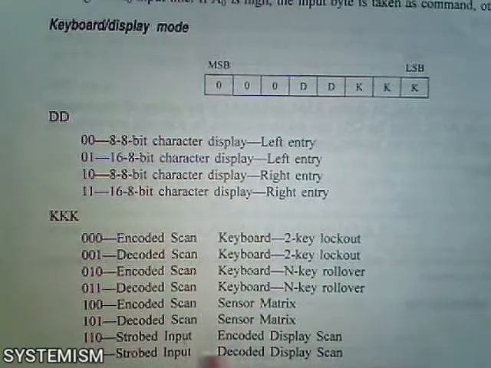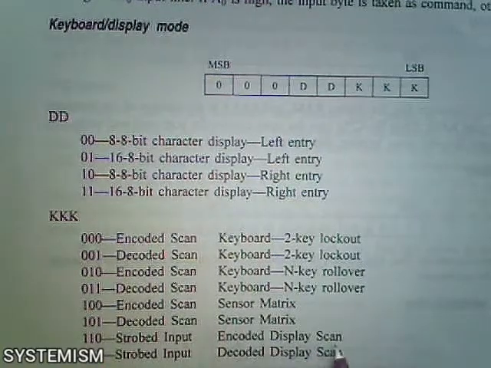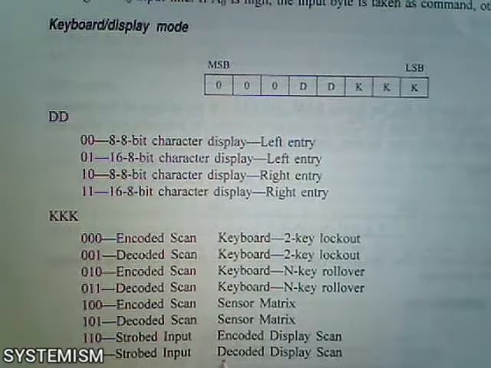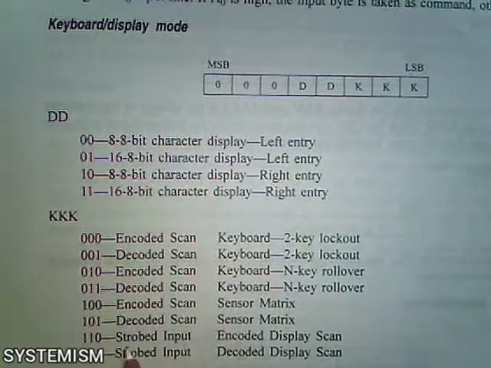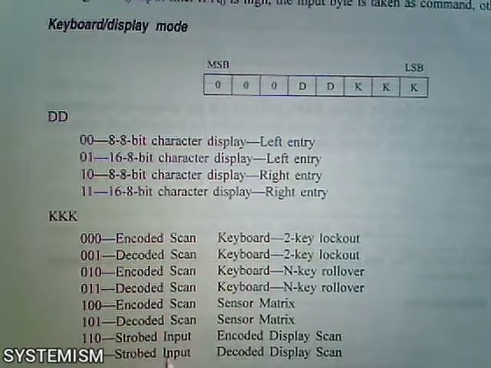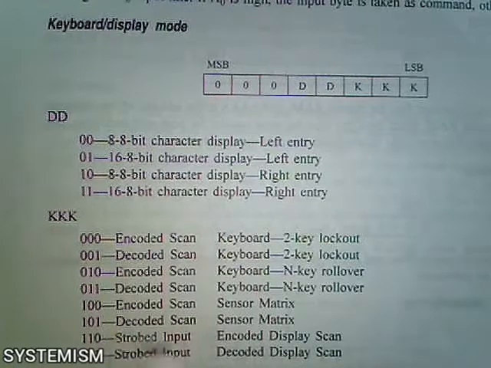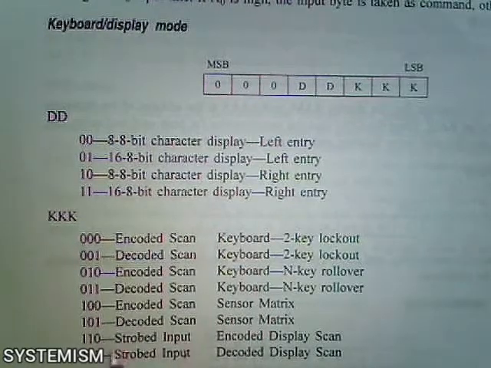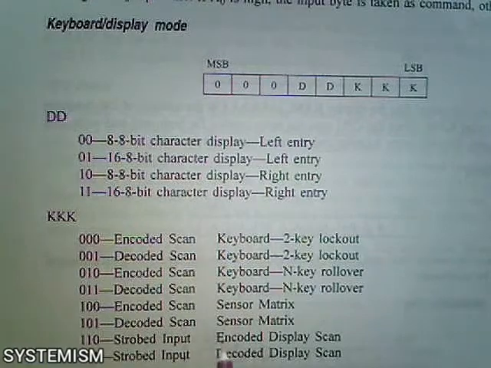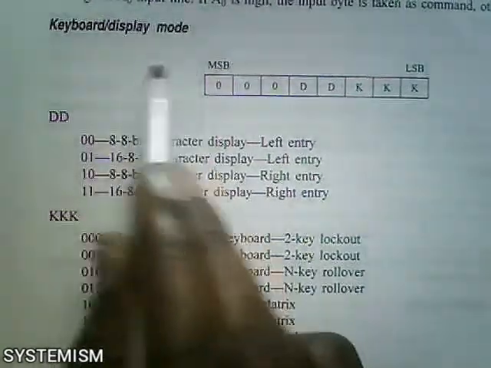110 means strobed input, encoded display scan. 111 means strobed input, decoded display scan. What is this strobed input? Strobed input means you are considering the control and shift key also to be pressed. Okay? So this is your first command word, the keyboard and display mode command word.